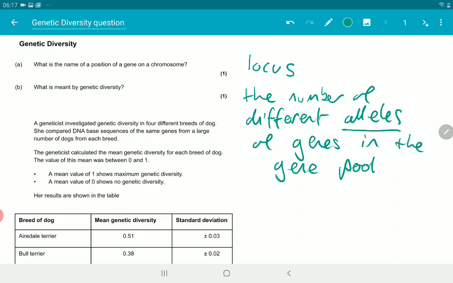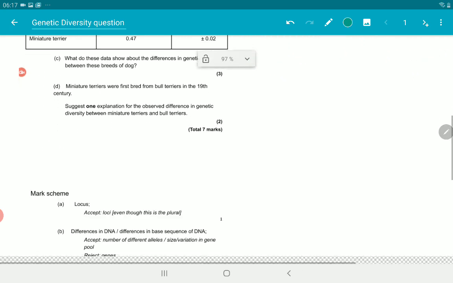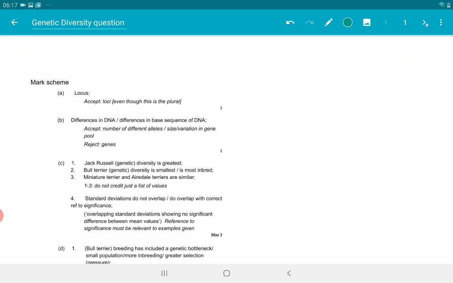Now, if we just look at what the mark scheme says for this one, what you've got to remember about AQA is that these are all the worst possible answer that you can get away with and get a mark for. Okay, the answer that we want in this case is there. As long as the candidate was talking about there being differences in the DNA or in the base sequences, that would have got the mark, but it doesn't mean that's the best quality answer.